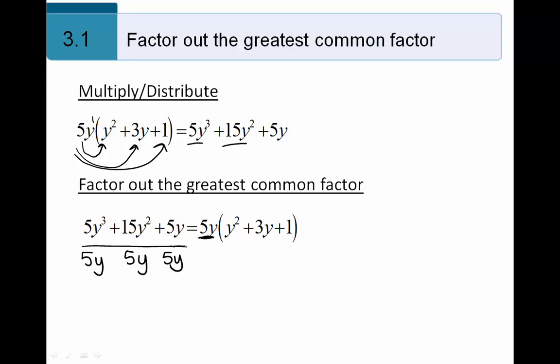we can find the other missing factor. So 5y cubed divided by 5y is y squared. 15y squared divided by 5y is 3y, and 5y divided by 5y is 1. And it makes sense that we would be using division to undo multiplication. So this is what we're going to be doing now.